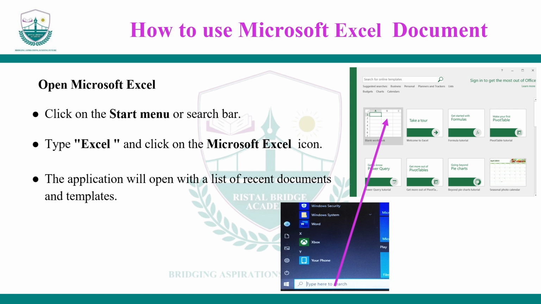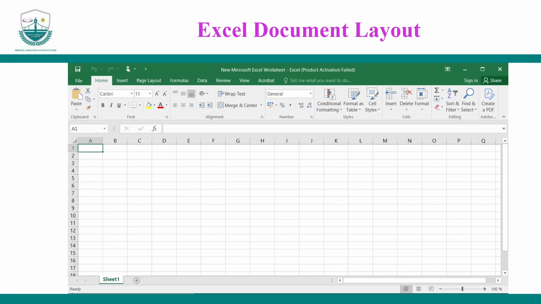Excel document layout. Now that we know what Excel is used for, let's understand its layout. Menu bar: this includes tabs like Home, Insert, Formulas, and Data. Each has tools for formatting and analysis. Title bar displays the name of the file. View options allows you to switch how your spreadsheet appears. Status bar shows useful info like averages or totals of selected cells.